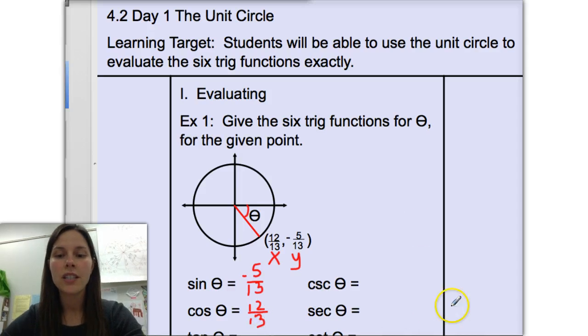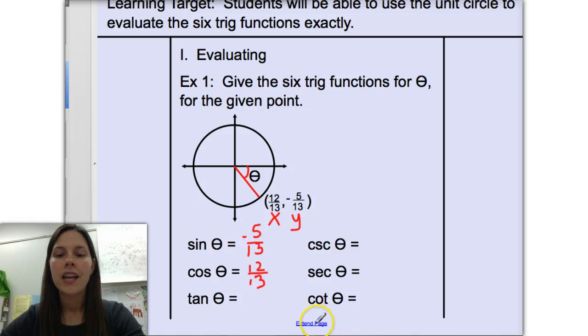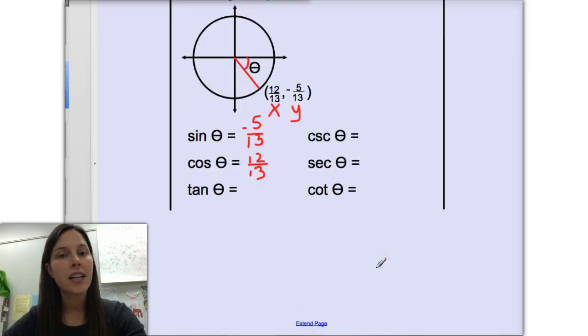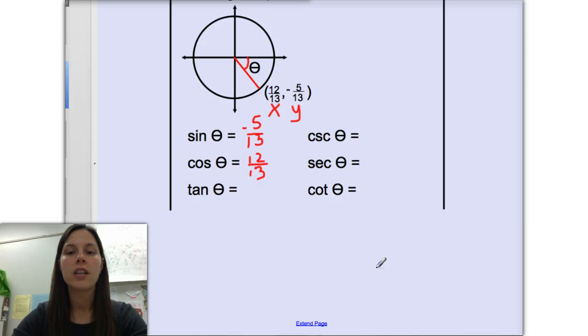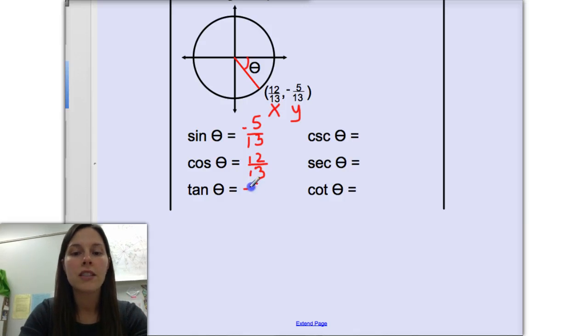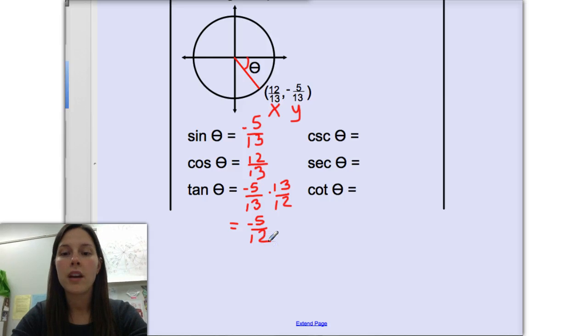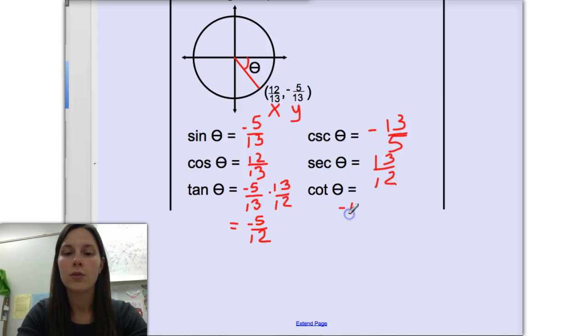Cosine is the x-coordinate, so that's the 12/13. And then tangent is sine over cosine, so we can multiply by the reciprocal when we've got our fractions. The 13s cancel, and our tangent is -5/12. Once we have the first 3, we do the reciprocal to get the next 3. So cosecant is -13/5, secant is 13/12, and cotangent is -12/5.